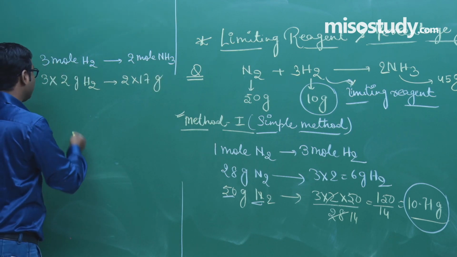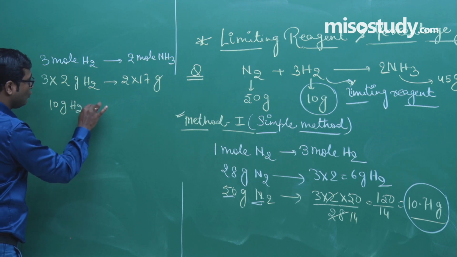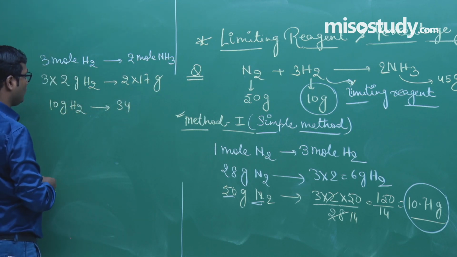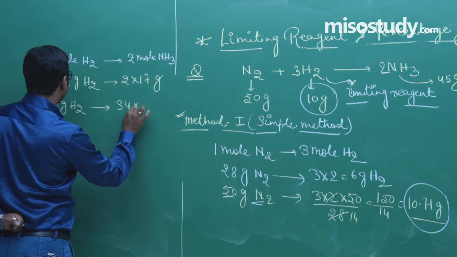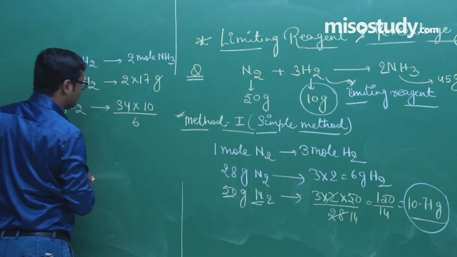Am I right? What is given here? We have only 10 gram. 10 gram of H2 will give you 34, multiplied by 10 divided by 6. Clear to you?